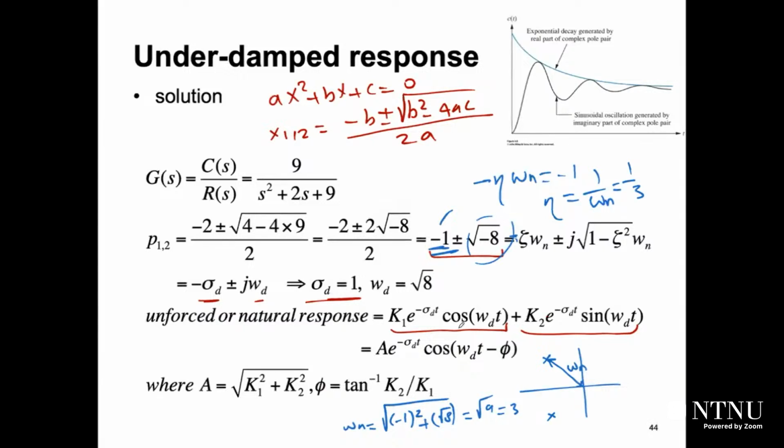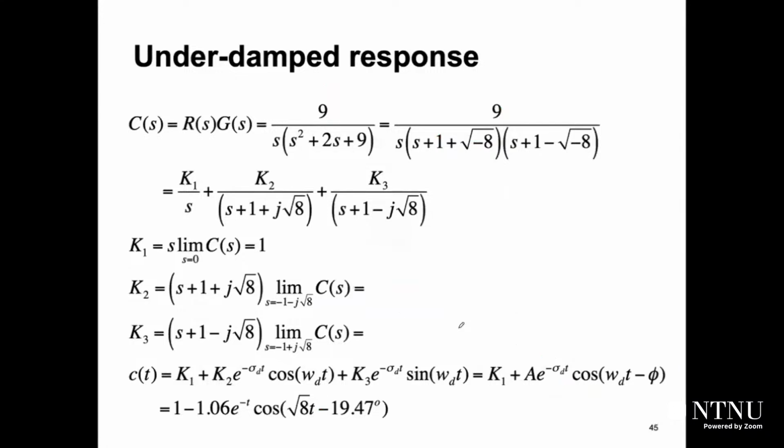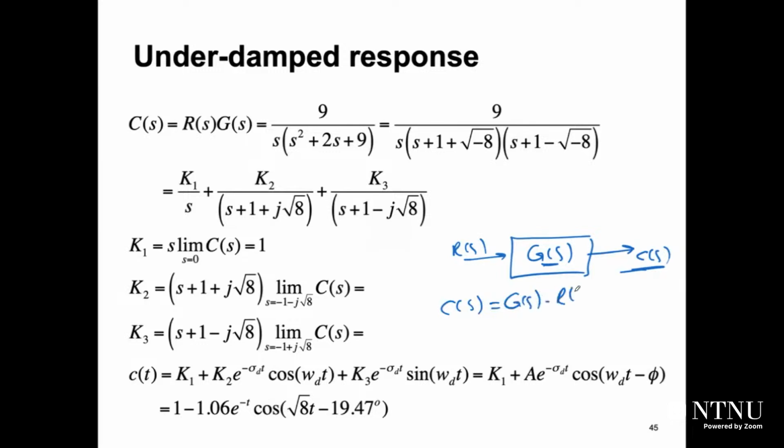We have the natural frequency and the damping ratio of your system. If you want to get the solution by inverse Laplace transform, this is a block diagram. The input of your system is R of S, the output is C of S. We have here the transfer function G of S. So C of S equals G of S multiplied by R of S.